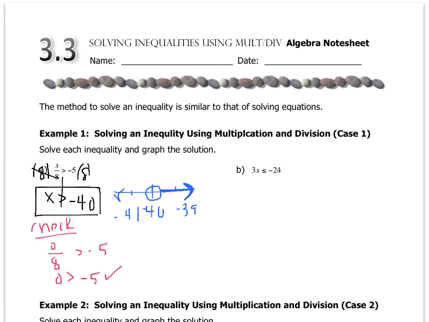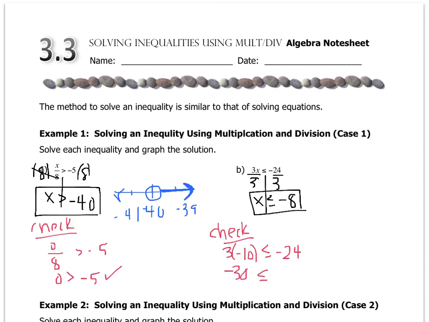If you want to try letter B on your own, feel free to do so. I will drop a line, divide by 3. X is less than or equal to negative 8. I can't check 0. I'll check negative 10. And I get negative 30 is less than or equal to negative 24. That is true, so that checks, and I will graph negative 8 in the center, closed circle, going to the left. Don't forget to color in the arrow tip.